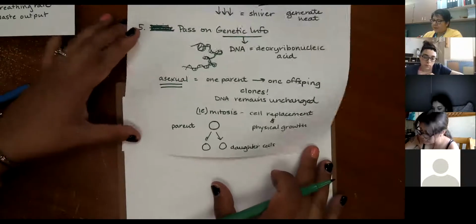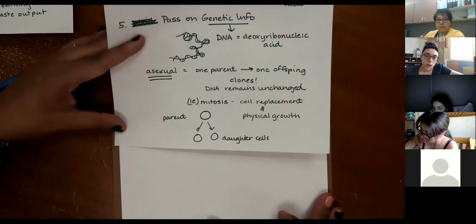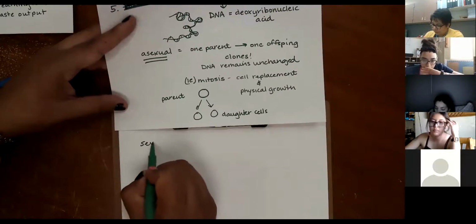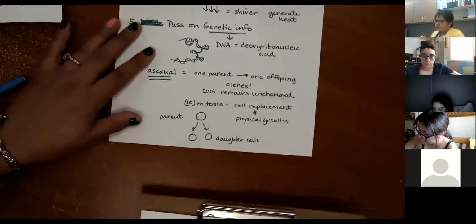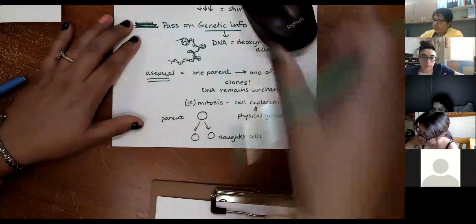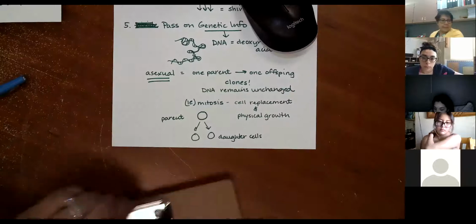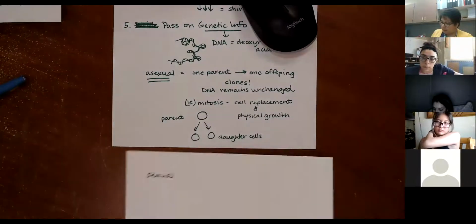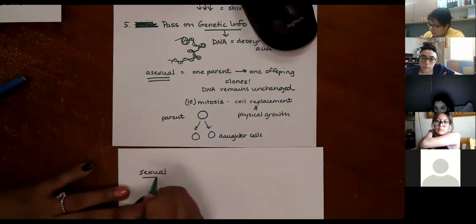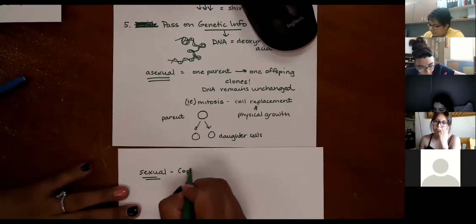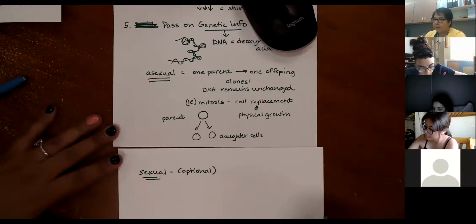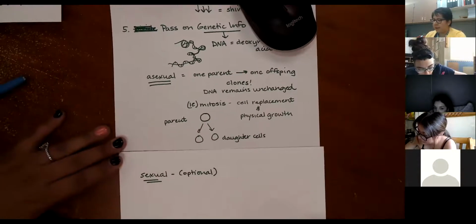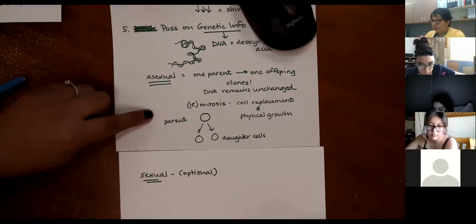Passing on your genetic information can also be sexual. And if there's any part of this list that I could say, I guess, is optional, this is it. Passing on your DNA sexually is optional. In other words, you don't have to exhibit this in order to be alive. Everyone has to have some sort of asexual reproduction for cell replacement.